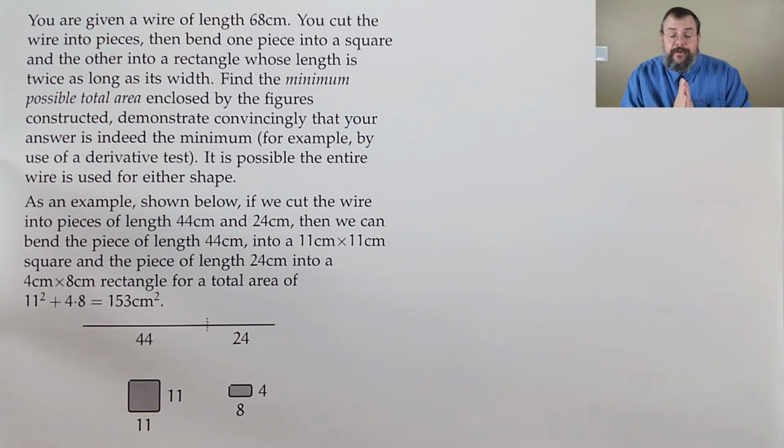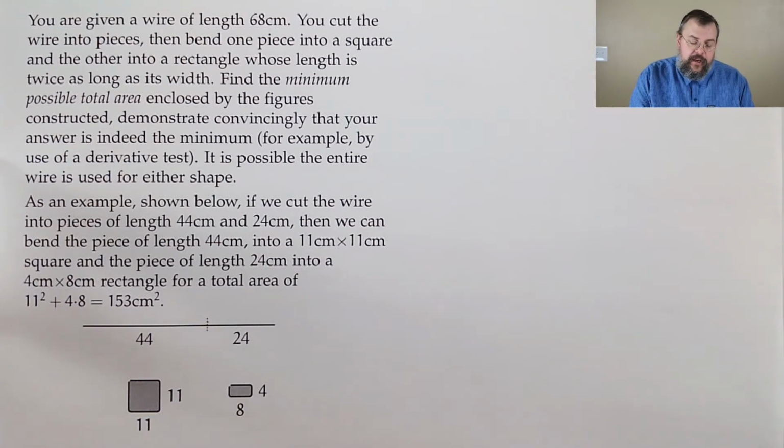So the question: find the minimum possible total area enclosed by the figures. Okay, and of course it says, demonstrate convincingly that your answer is indeed the minimum. So that really says, hey, let's run a test and verify it is a minimum. And then, of course, there's this side comment: it is possible the entire wire is used for either shape. Now, what does that mean?